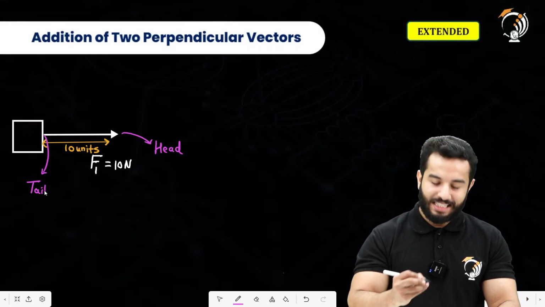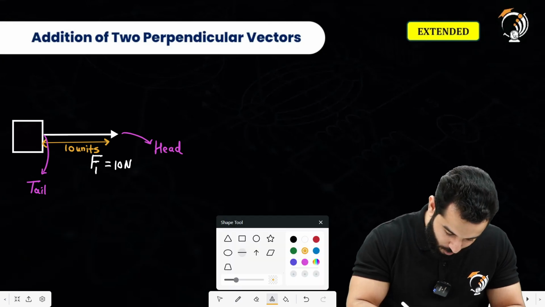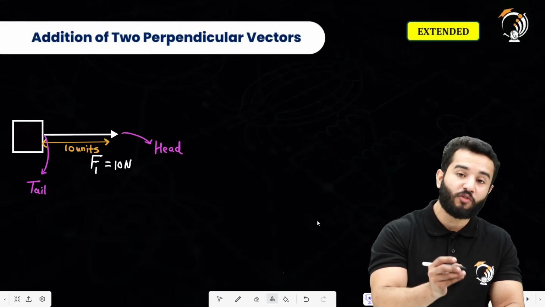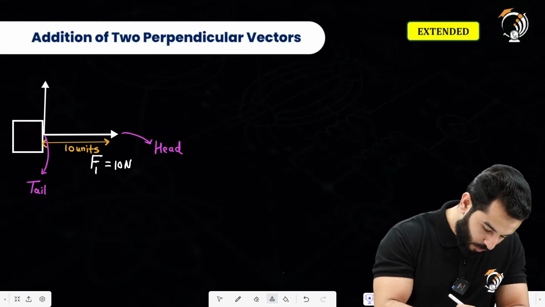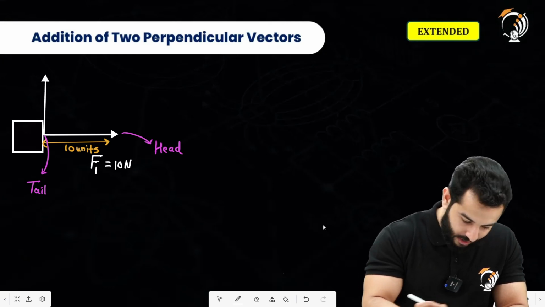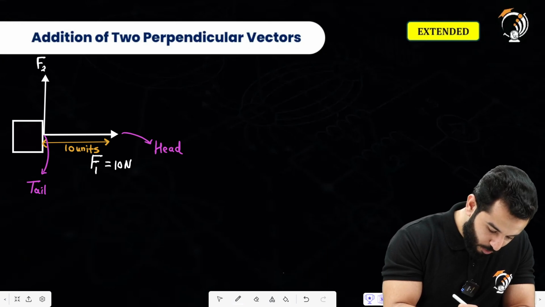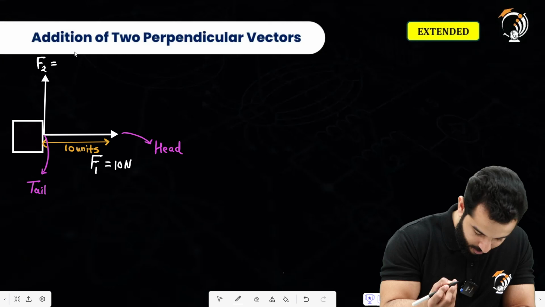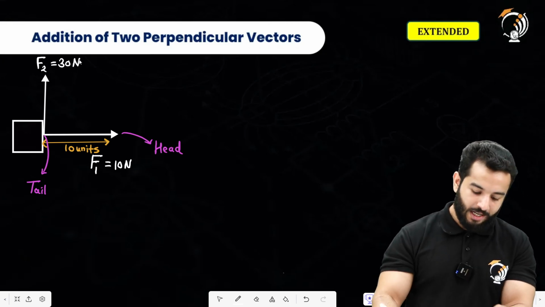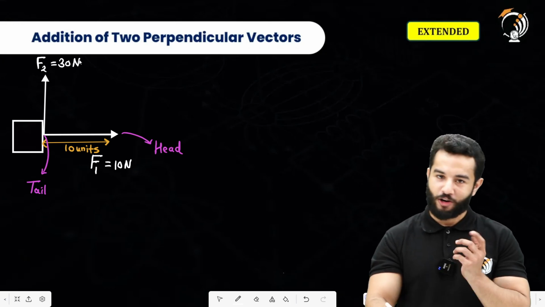All right, and let's suppose we have got another vector, and because we are just talking about addition of two perpendicular vectors, we are going to draw another vector as something like this. And let's say this is another vector and this is F2. It could be anything. Let's just suppose this is of 30 Newton. All right, now we want to add them vectorially.